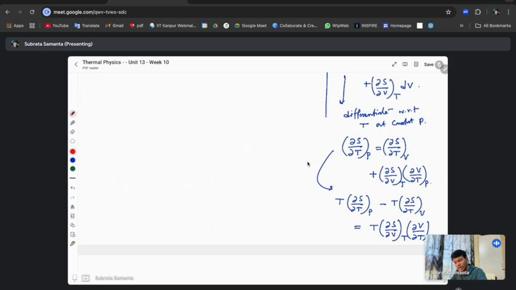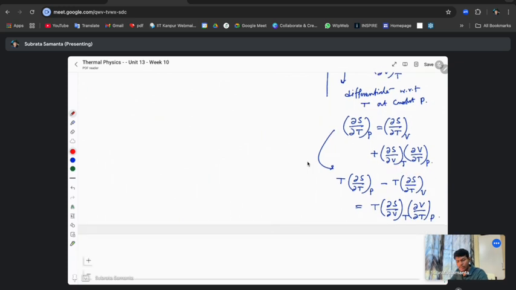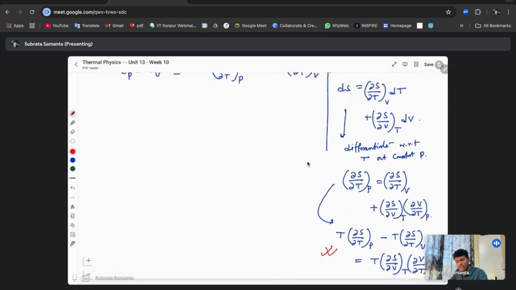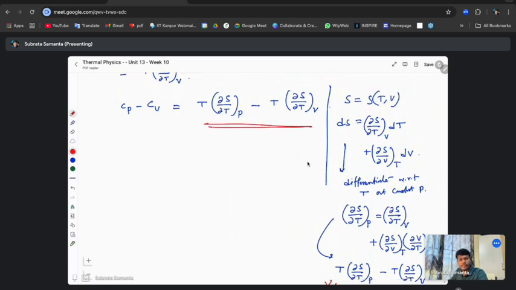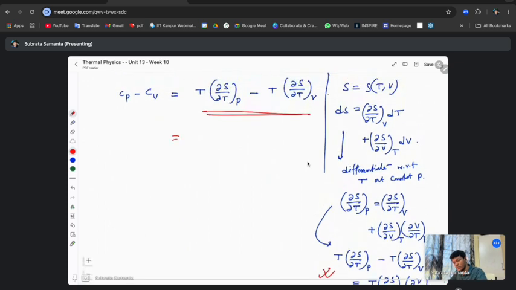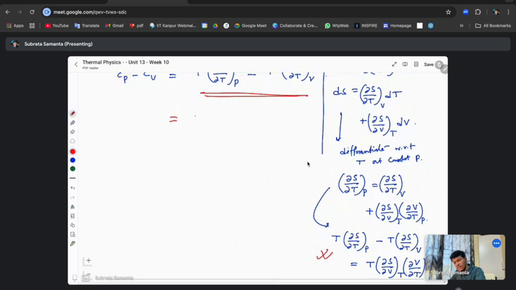Here we multiplied both sides with T, and took the first term on the left-hand side. The left-hand side is exactly the same as Cp minus Cv. Therefore it equals T times del S del V at constant temperature times del V del T at constant pressure.